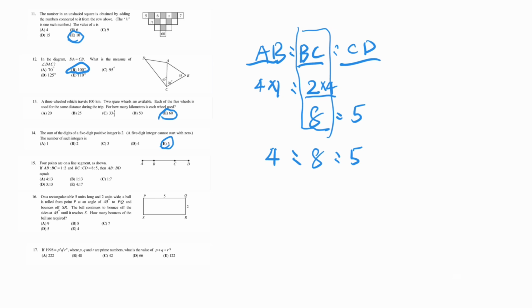Now they ask AB to BD. So BD equals BC plus CD. AB is 4, BC plus CD is 8 plus 5. That's 13. So AB to BD is equal to 4 to 13. That's the answer A.